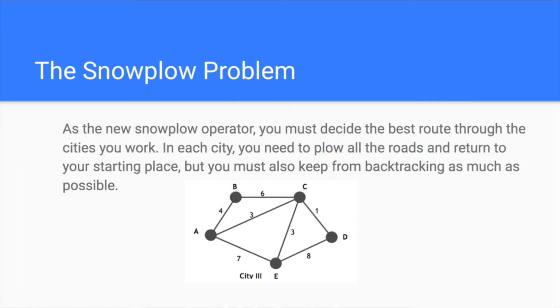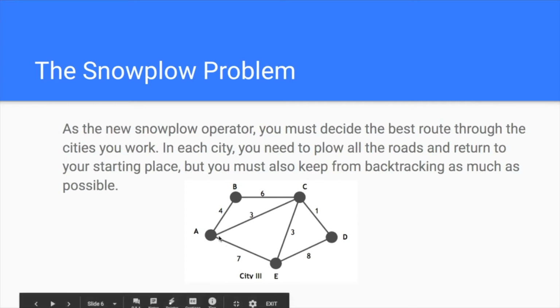So let's say a street sweeper must decide the best route through the cities he works. In each of the cities he works, he has to sweep all the roads and return to his starting place. We also must keep from backtracking as much as possible. So let's look at this.